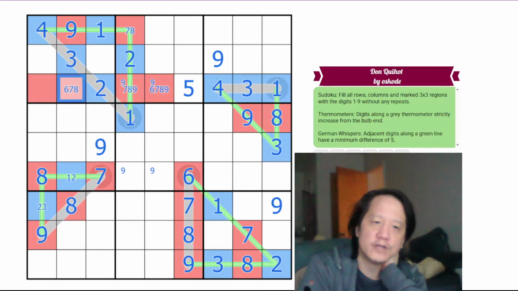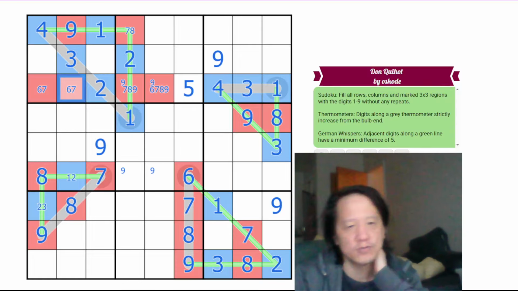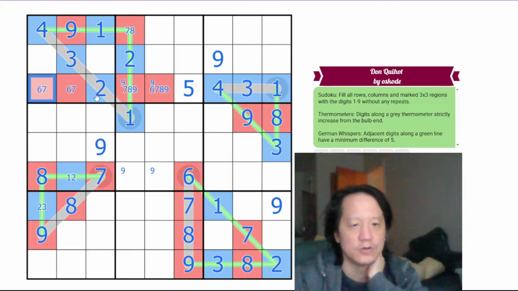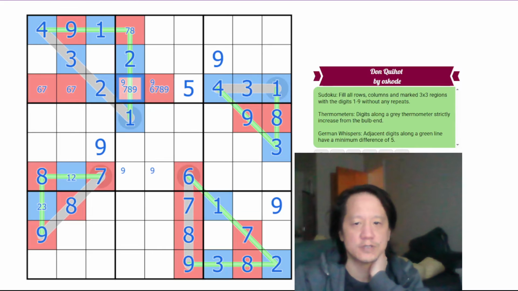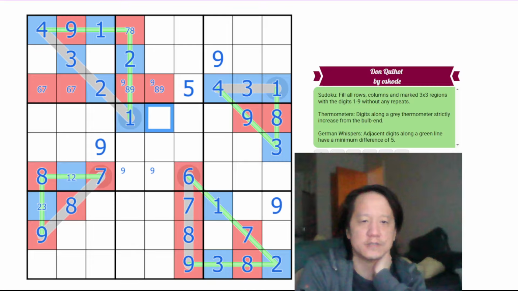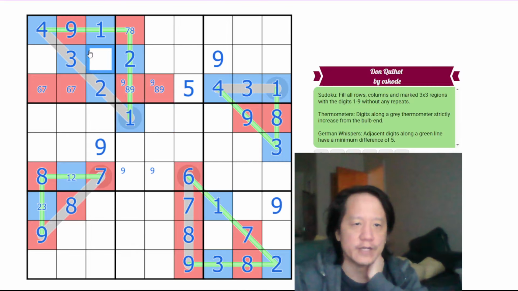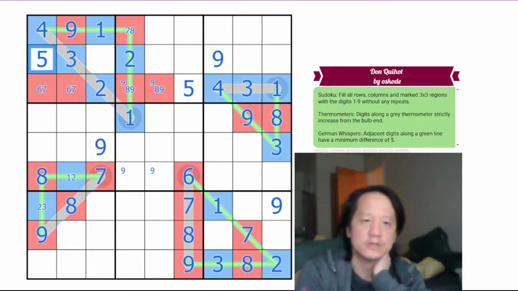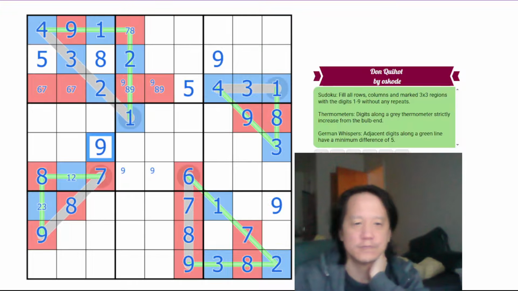This is 6, 7, 8, 6, 7, 8. This can't be 8. This can't be 8. It's a 6, 7 pair, which eliminates 6 and 7 in the rest of the row. So this cannot be 6 or 7 here. This is an 8, 9 pair. Remaining digits in this upper left-hand box are 5 and 8. 8 can't be here because of 8 in the column. So this is 5. That's 8.